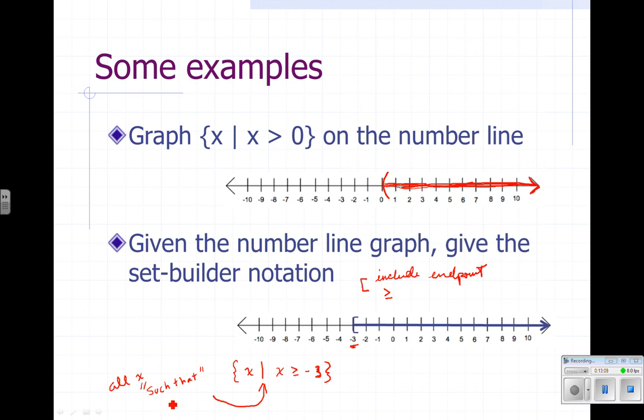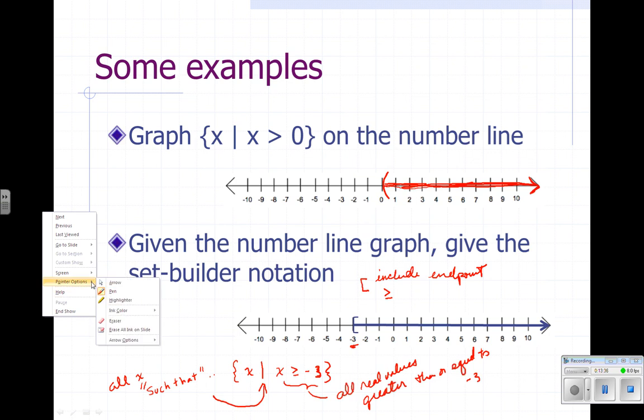So we're saying all x such that, and of course by the rest of this, we're indicating that we want all real values greater than or equal to -3. So that's our notation right here for that set-builder. Very important to us.